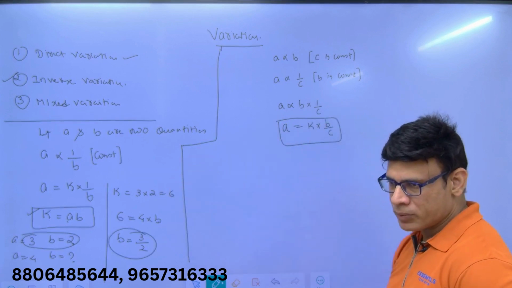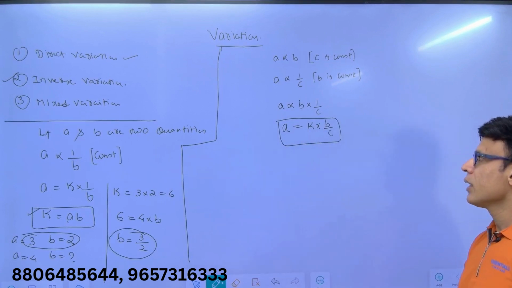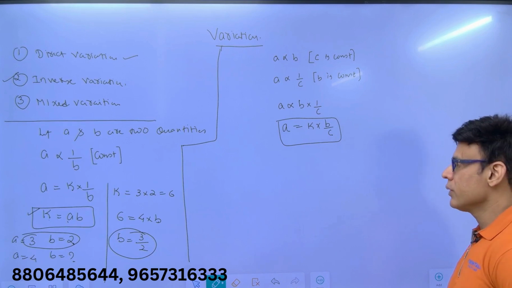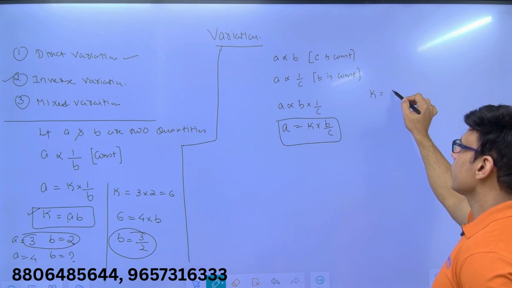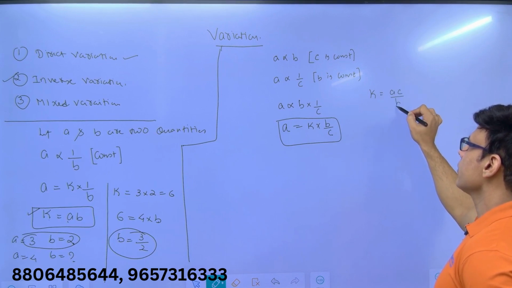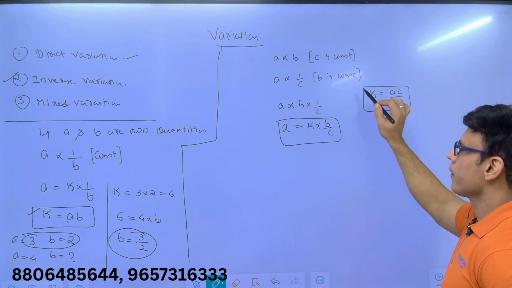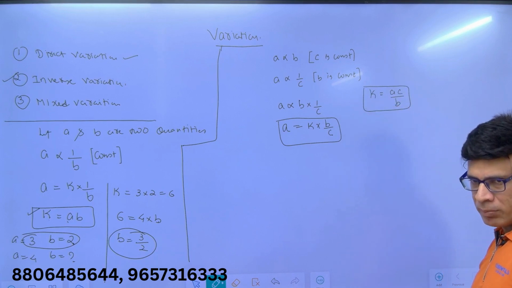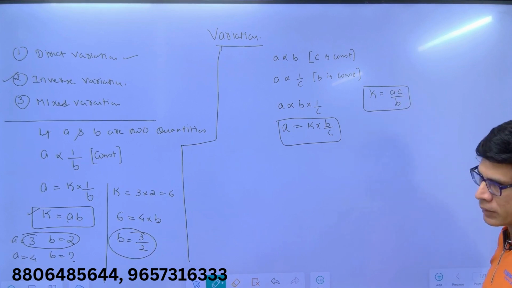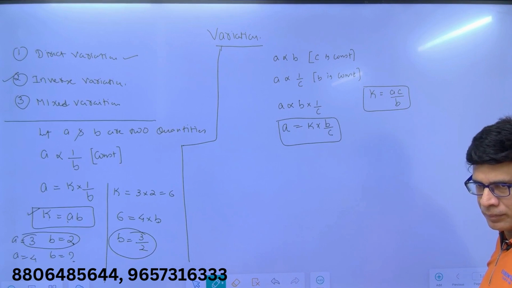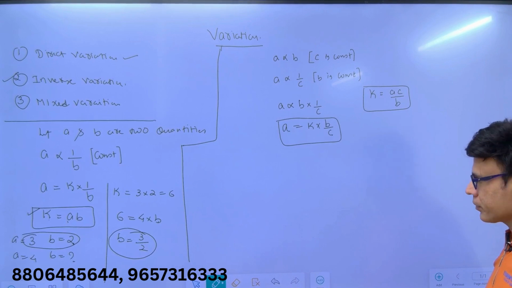जैसे यहाँ पर हमने substitute किया था, right? That is the relation which you have to remember. So here K is nothing but equal to AC upon B. And once you get the value of ABC, then you have to substitute it back in the and find the answers. Right? It's called mixed variation.